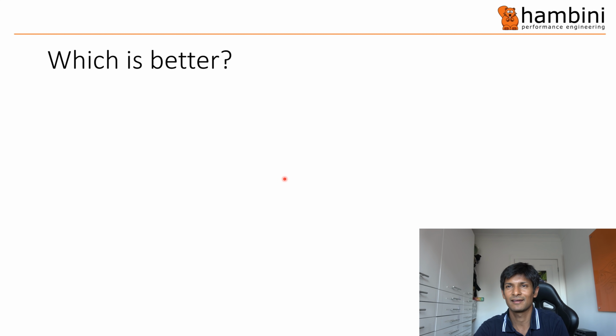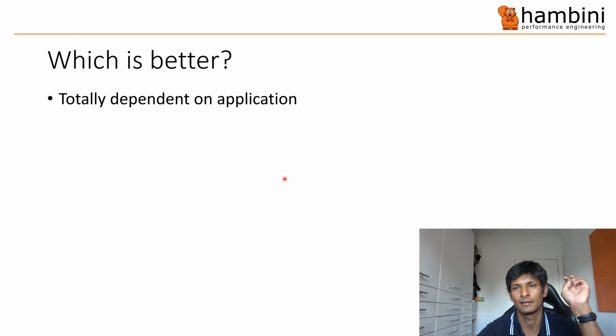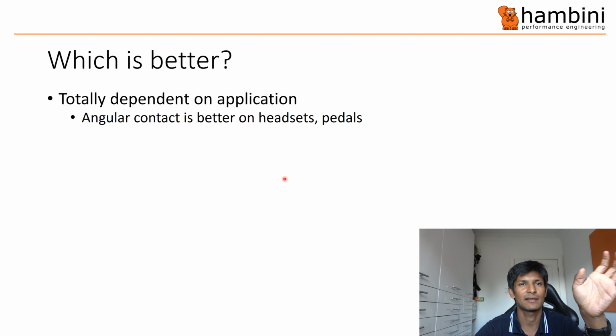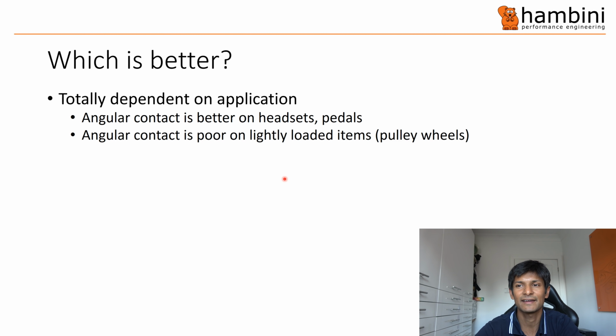Now this is a slide that you probably want to think about. Which is better? Well, it is totally dependent on the application. In certain areas where there are high axial loads, headsets, pedals, you want an angular contact bearing in there or an axial bearing, because it's not suitable for a deep groove ball bearing. Angular contact bearings are poor when items are lightly loaded, so things like pulley wheels is the only example I could think of. Those kind of things, not worth it.